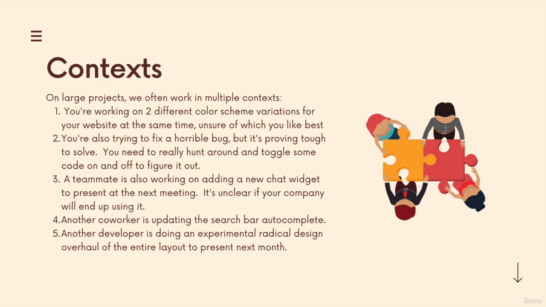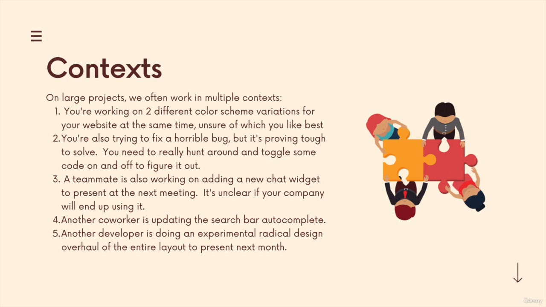And at the same time, one of my teammates is working on adding a new feature, a little chat bot in the bottom corner, those things that pop up and you can chat with customer service or something. It's not clear at the moment if our company wants to use that, but he's going ahead and trying it as a bit of an experiment. And then another coworker is adding some new functionality to the search bar, autocomplete, and yet another developer is doing something very different. She's doing a very experimental, radical design overhaul of our entire application layout, but it won't be presented until next month, and we don't even know if any of it will be used after next month. So, lots of different contexts.